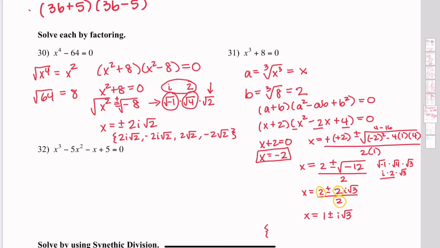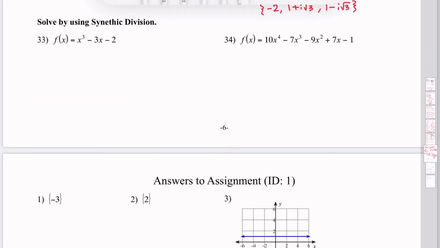So we have 3 answers. Our first one is negative 2, and the last 2 are 1 plus i root 3 and 1 minus i root 3. The last 2 questions on this guide want us to use synthetic division to solve. We will need to use the rational zero theorem to help us though, and this is what you do.